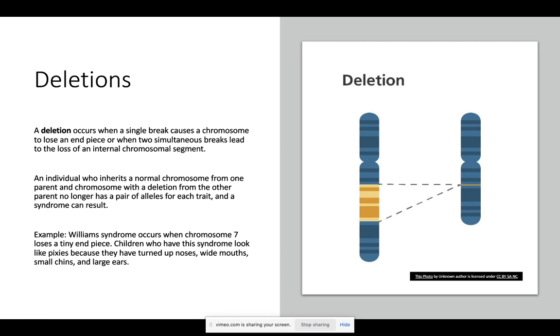As an example, a syndrome can occur. This happens with a syndrome called Williams syndrome. I very much encourage you to Google this one. The children have a unique phenotype. They're very friendly in Williams syndrome, characteristically, but your book describes them as looking like pixies. They have a turned up nose, a wide mouth, small chins, and large ears.